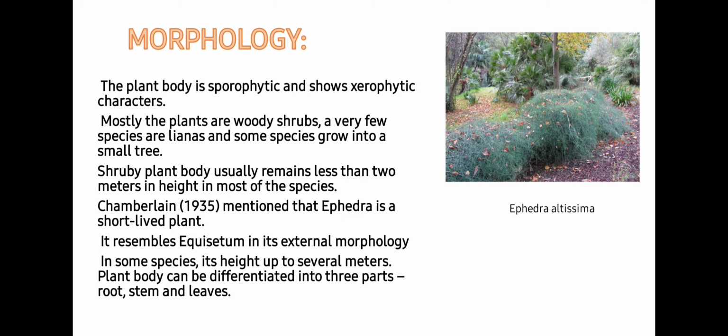Next is morphology. Students, the plant body is sporophytic and shows xerophytic characters. You know very well, xerophytic characters are shown by those plants which grow in water-deficient regions. The main xerophytic character is reduction in the shape or size of the leaf. Mostly the plants of Ephedra are woody shrubs. A very few species are lianas, that is woody climbers, and some species grow into small trees. The shrubby plant body usually remains less than 2 meters in height in most species.